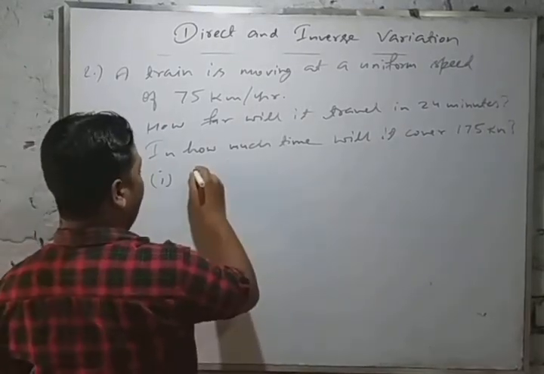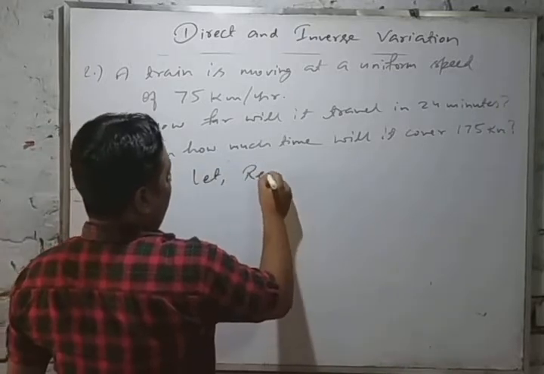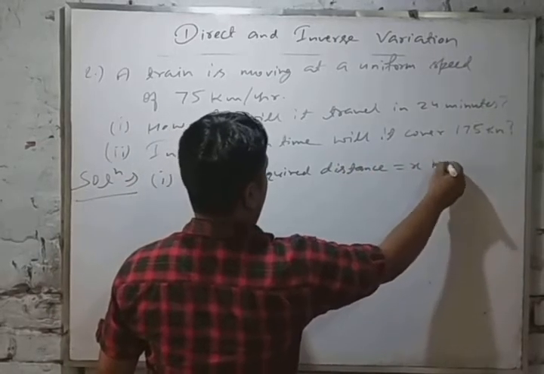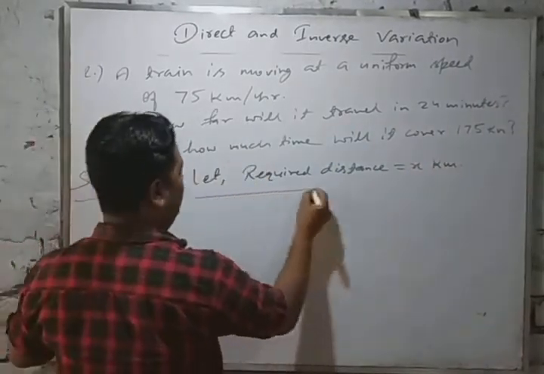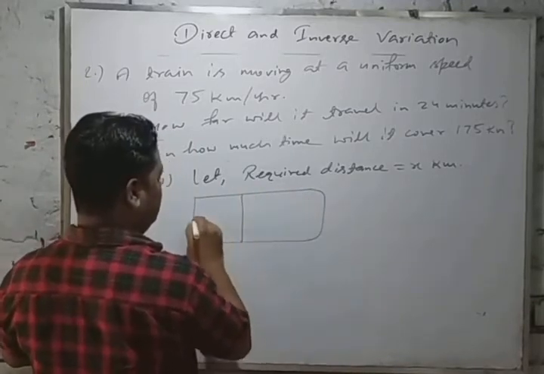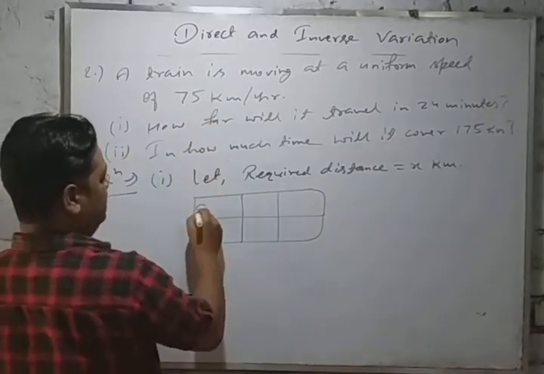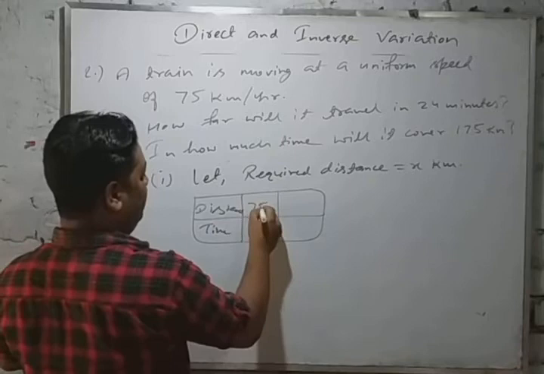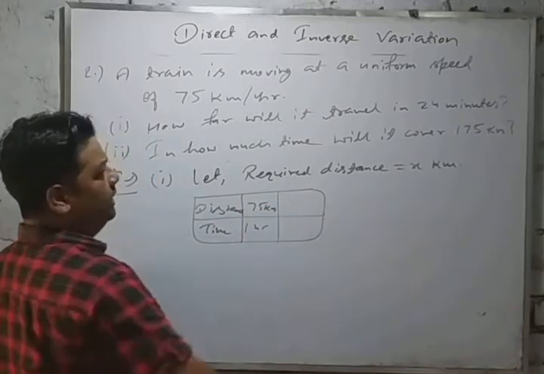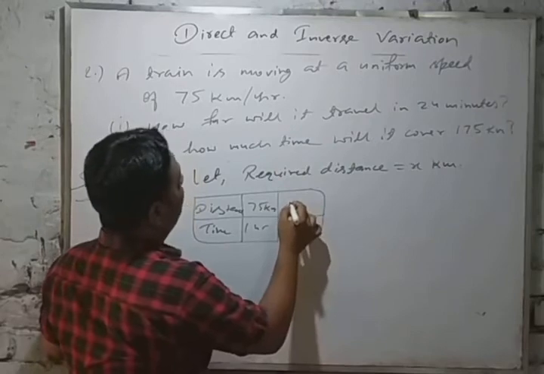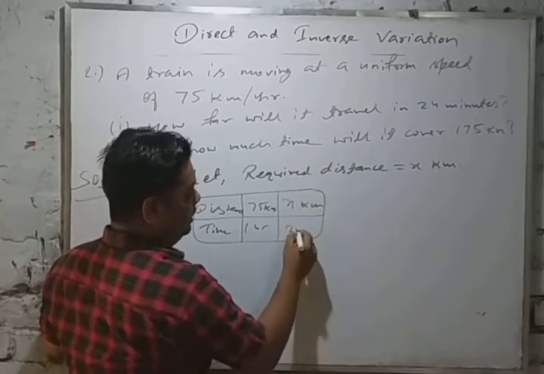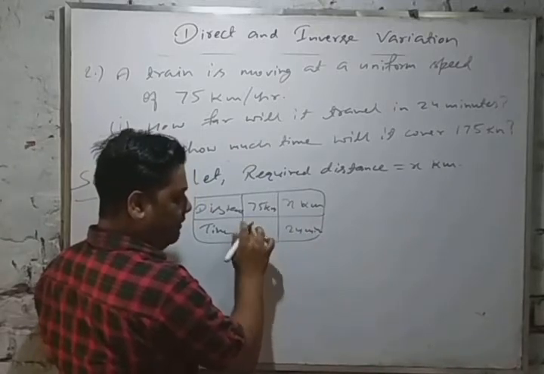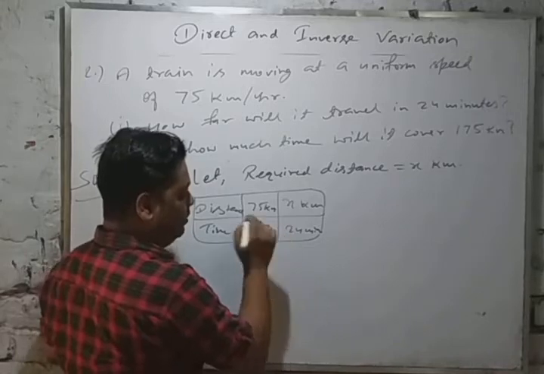So at first, let the required distance be x kilometer. Now we will make a box. This is the table of distance and time. Distance 75 kilometer in 1 hour, and we have to find x kilometer in 24 minutes. But here you can see it is hour and there it is minutes, so we can change it: 1 hour means 60 minutes.